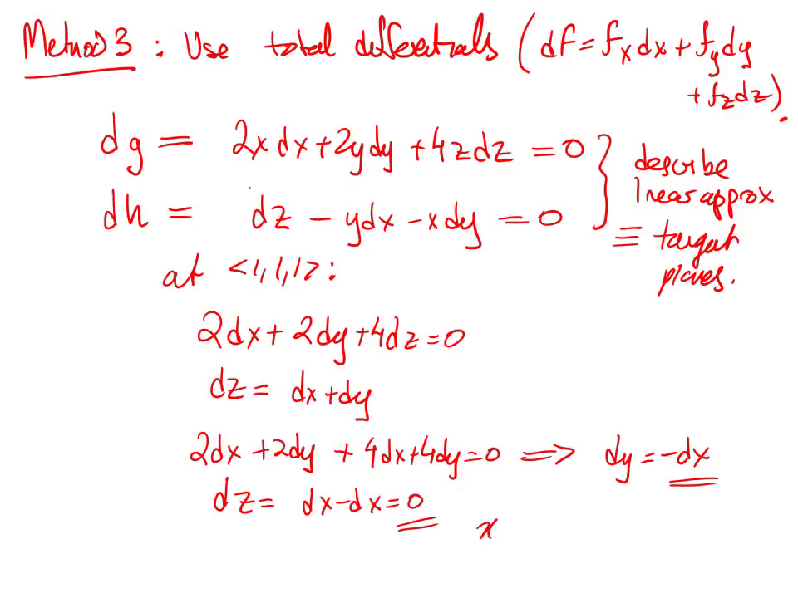And so indeed, you get the same answer as you got in the previous one. So what this implies is that since x prime does not equal 1, we know that y prime does not equal minus 1, z prime does not equal 0. Same answer as we got by the other method.